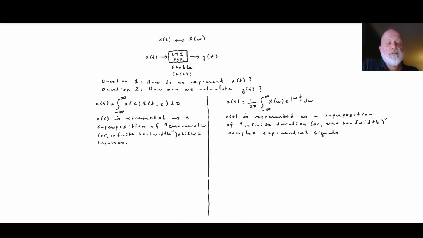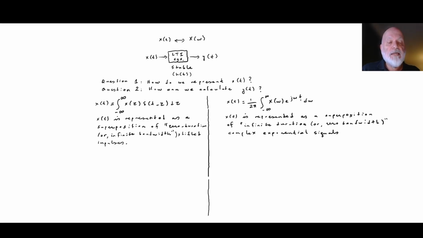Okay, so these are the two very frequently used signal representations. One of them is the representation of the signal as a superposition of shifted impulses, and the second is a superposition of complex exponential signals. So these are the signal representations.